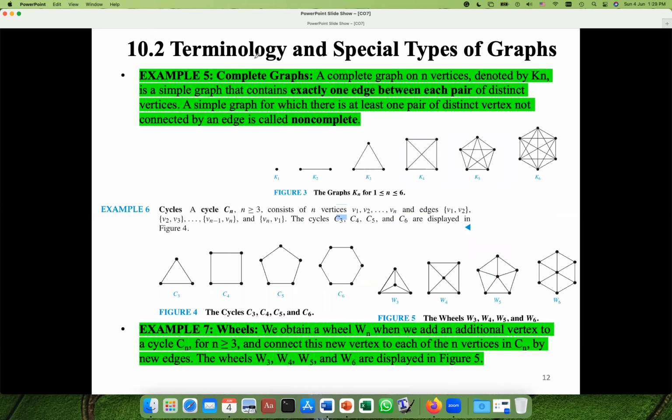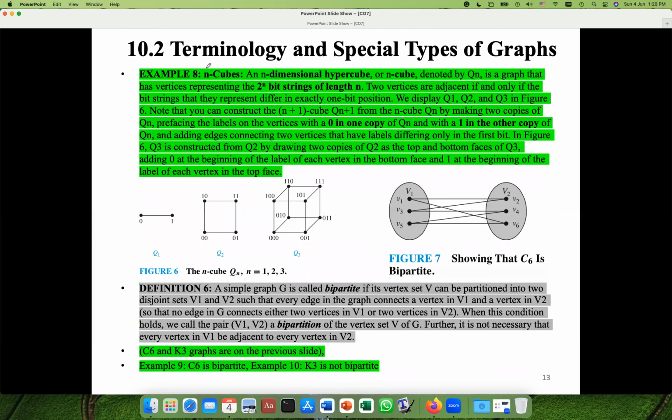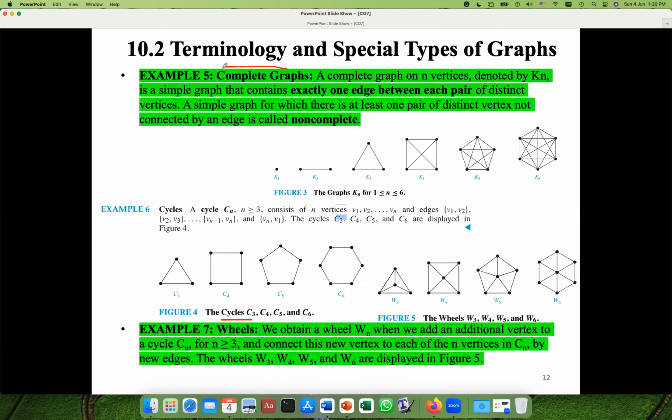What is a complete graph? I can also say draw a complete graph. So now you have to focus. I can also say draw a wheel. I can also say draw an NQ. So now you have to focus. What is a complete graph? First the definition, and then we will see some examples.